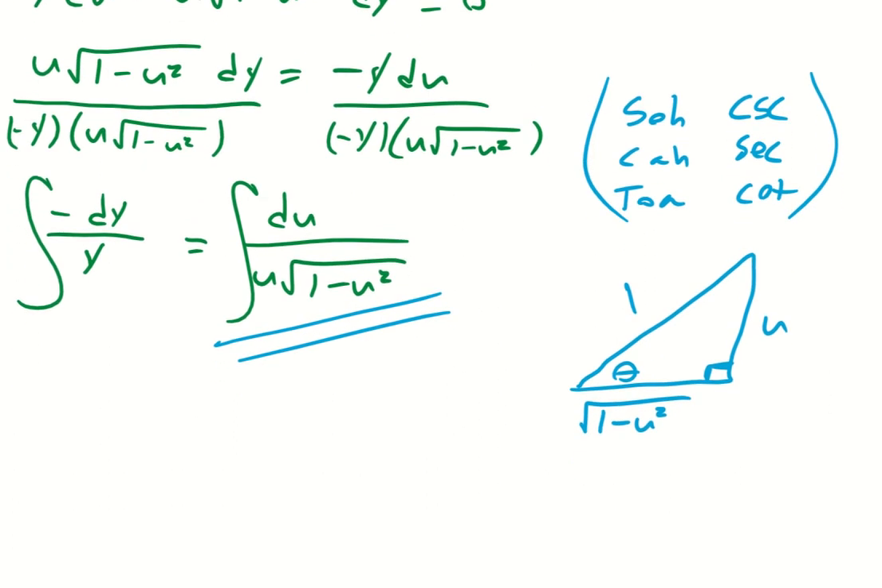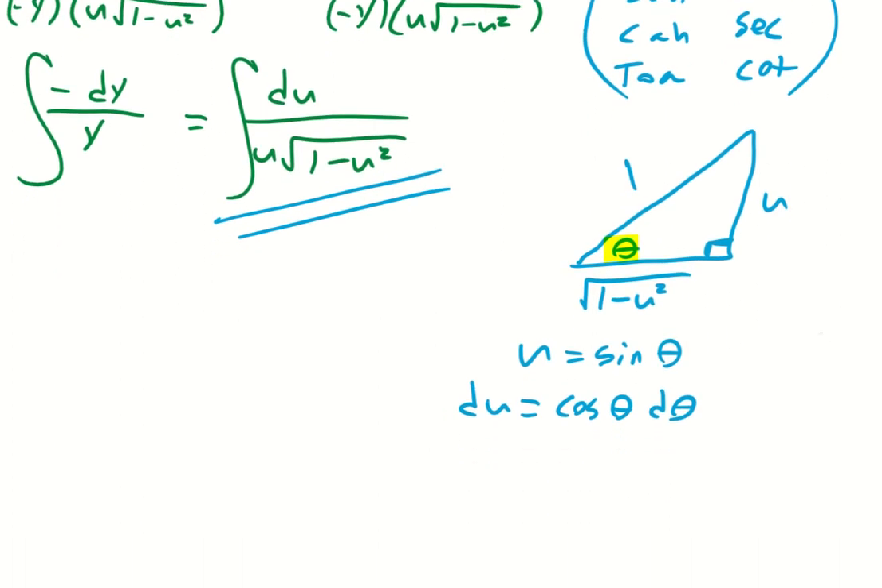So what can we do here? What's the sine of theta? Well, the sine of theta is opposite over hypotenuse to our angle theta, right? So u is just the sine of theta, and that looks pretty good. The derivative of that is just du is equal to cosine of theta d theta, and now we can do some substitutions here.